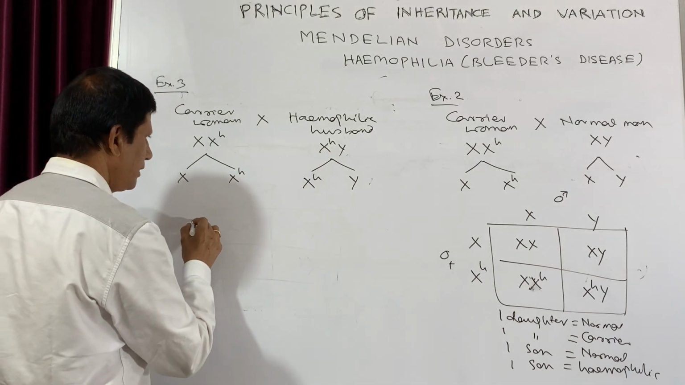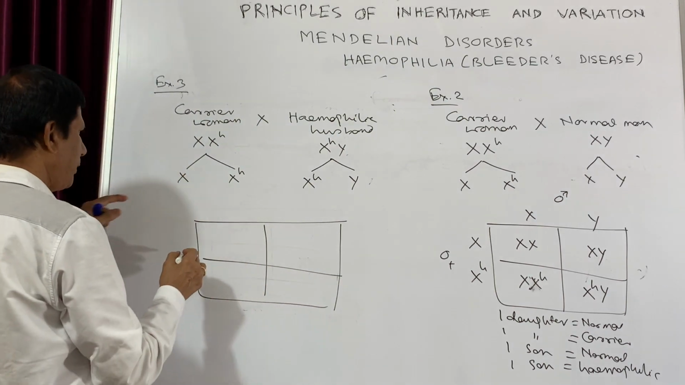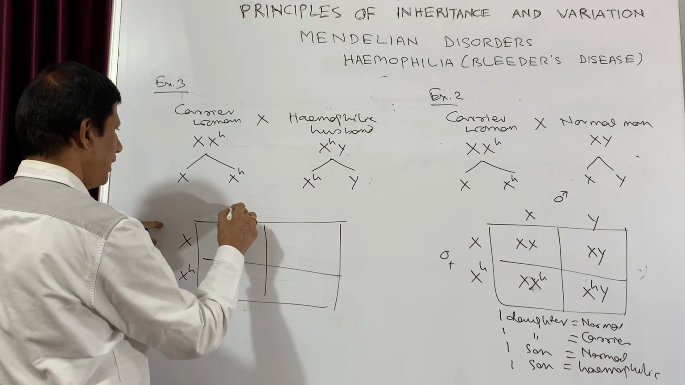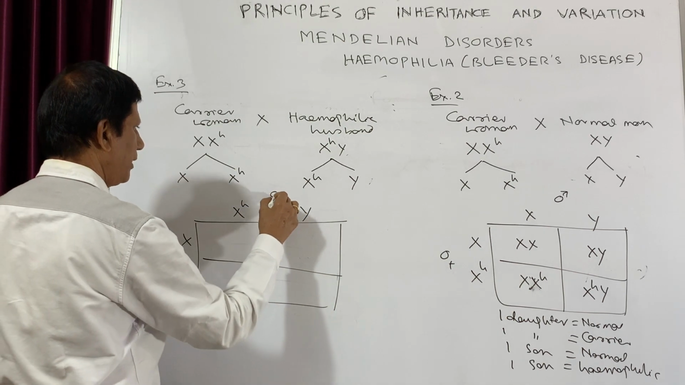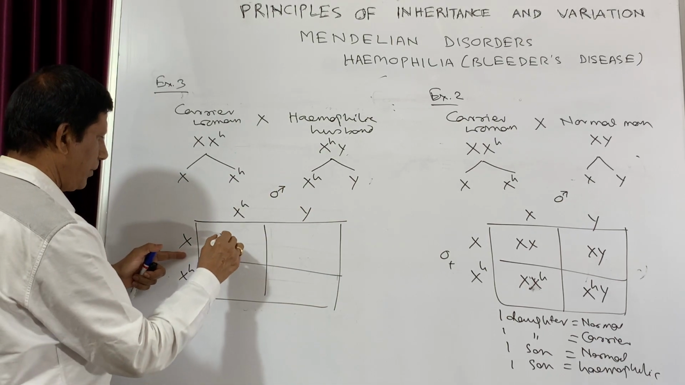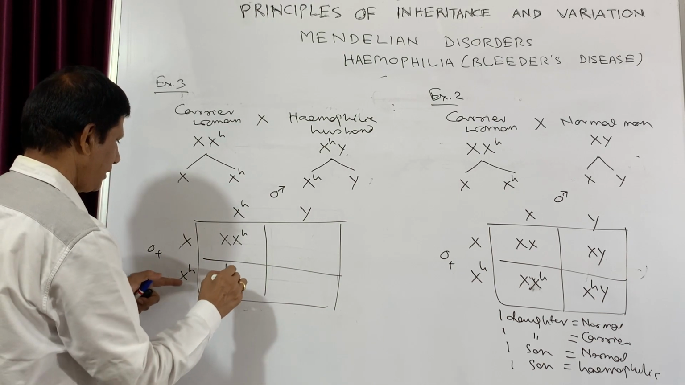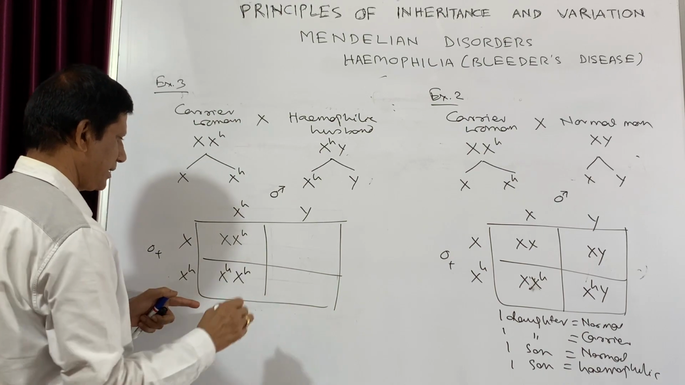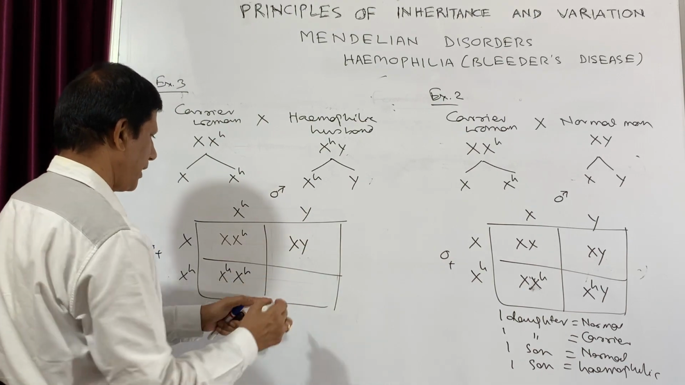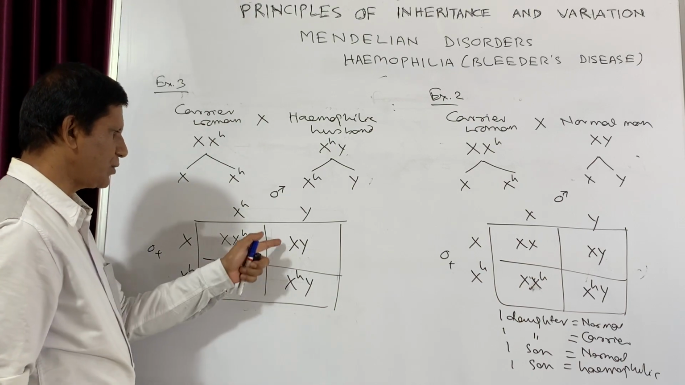Now let us draw the checkerboard. Now in the female side it will be X, XH, and in the male side it will be XH and Y. This is male side, this is female side. Now you see, this one will be X, XH. This one will be XH, and from this side is also XH. Now come to this, it will be X, Y, and this one, it will be XH and Y. So these two are daughters, these two are sons.